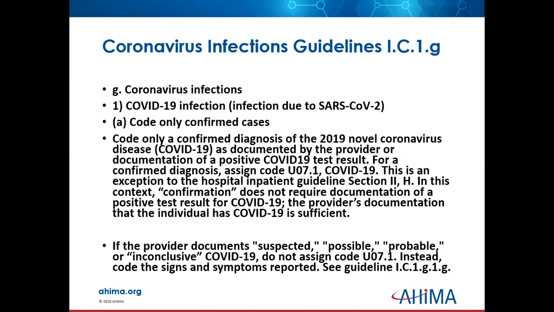U07.1, COVID-19. So what's confusing here is this is an exception to the hospital inpatient guideline. So in this case, the confirmation does not require documentation of a positive test for COVID-19. The provider's documentation that they have it is sufficient. So it's one or the other. If the provider documents suspected, possible, probable, or inconclusive COVID-19, however, we would not use code U07.1. Instead, we would use the signs and symptoms code.